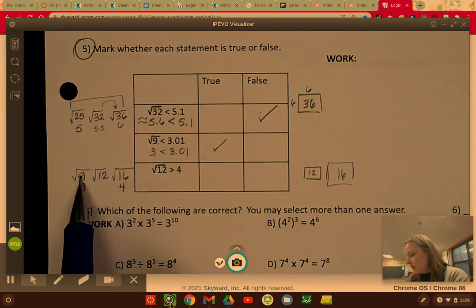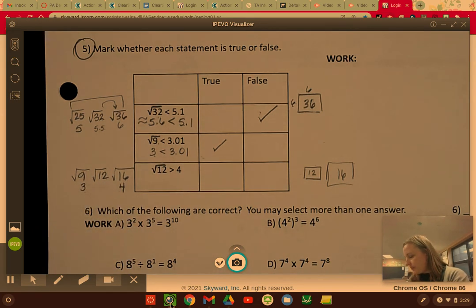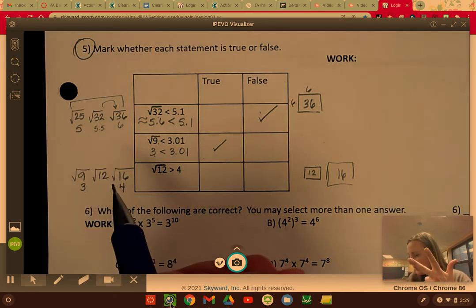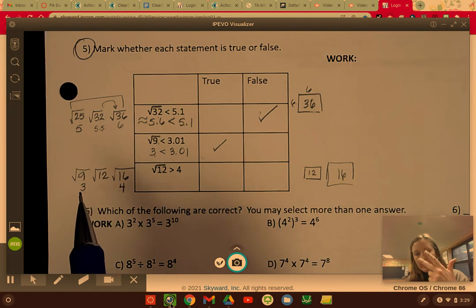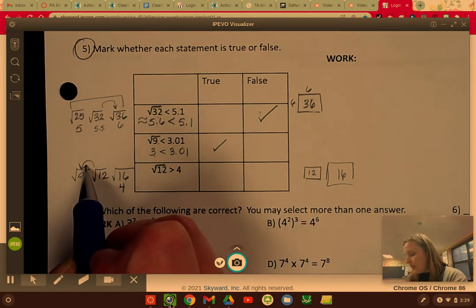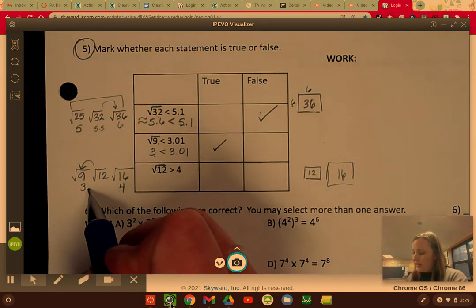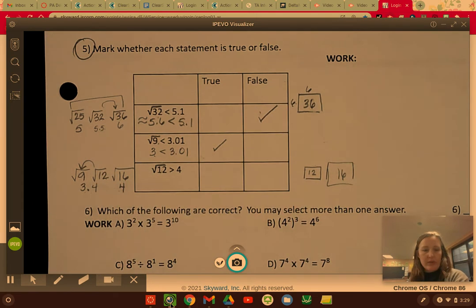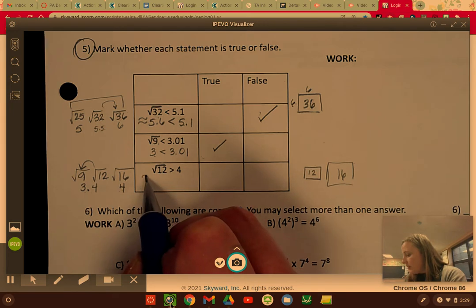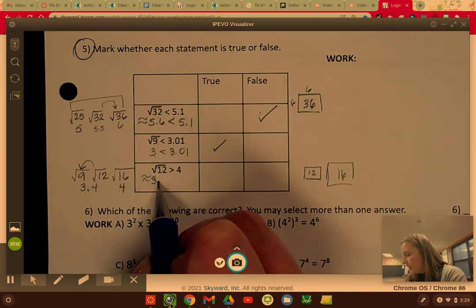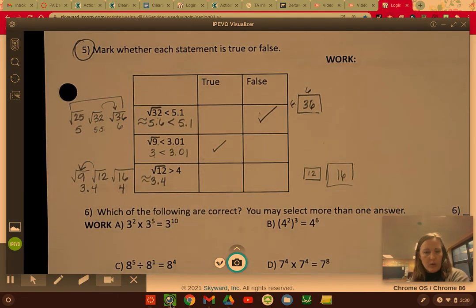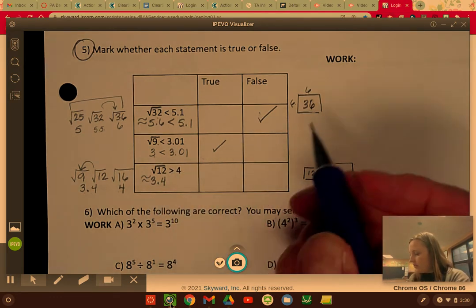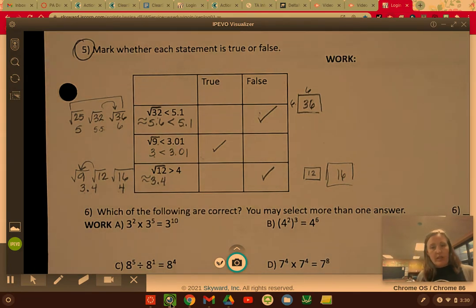Okay, so let's do our thing again. Is this going to be closer to 9 or closer to 16? 9, 10, 11, 12. That's only 3 away. And then 13, 14, 15, 16 is 4 away. So it's closer to this one. So it's 3 point something. Maybe 3.4 or something, right? So it's about 3 4/10. Is that greater than 4? No, it's less than 4. 3.4 is not greater than 4. So this is false.